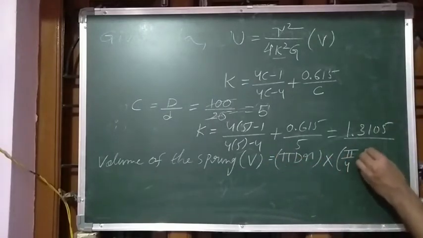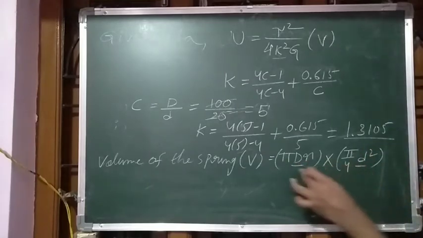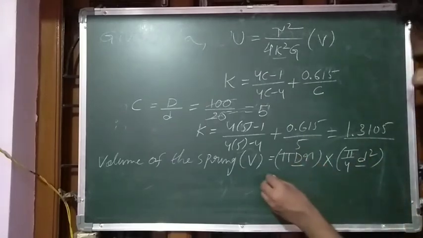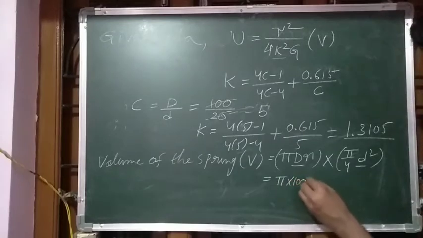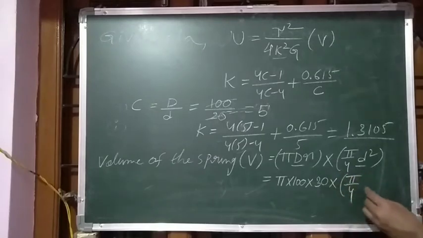Pi by 4 into small d square. So this is capital D and this is small d. Remember, don't confuse: this is the mean diameter, this is the wire diameter. So pi D value 100 into the number of turns or number of active coils 30. It is already given in the question.